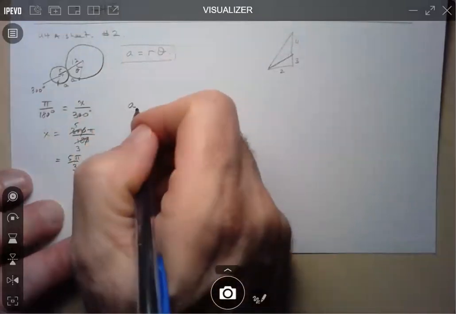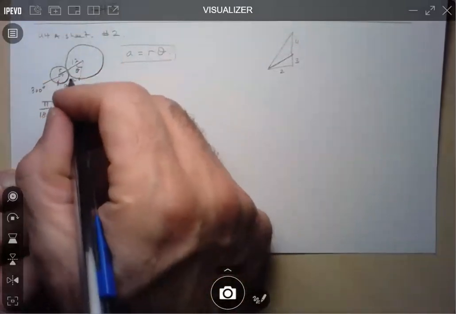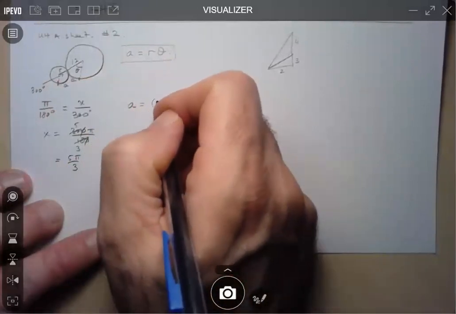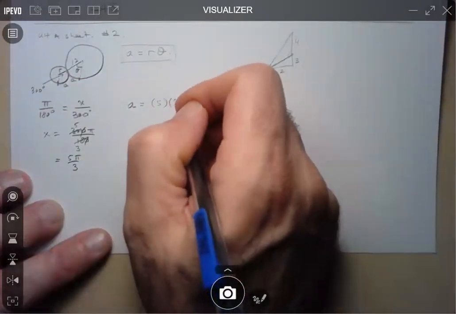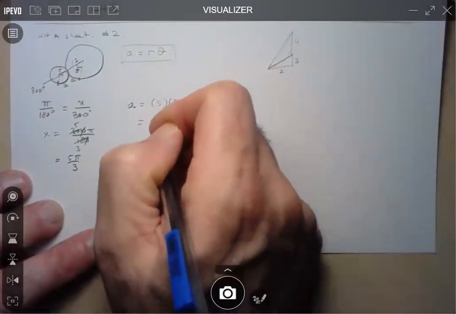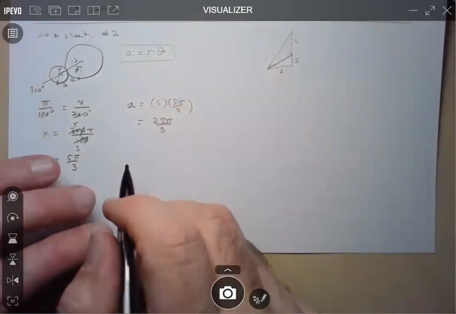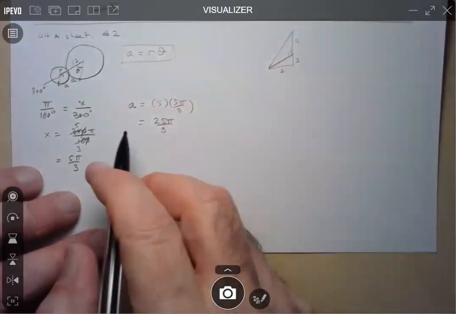Okay, so now let's find the arc. I don't even need to say that it's the small circle, because I know that the arc is going to be the same in both of them. So that's going to be r, which is 5, times theta in radians, which is 5 pi over 3. So that's 25 pi over 3. Again, I'll wait till the end to approximate.